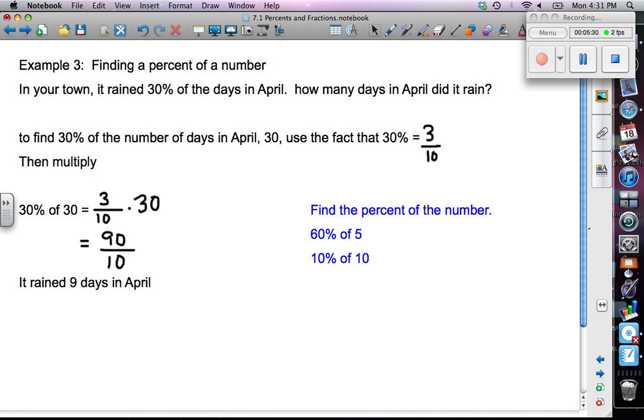So you can do a similar thing for finding the percent of a number without the word problem. So what's 60% of 5? So first write the percent as a fraction, and then multiply it by this number. What is 10% of 10? So try these two and bring them with you to class tomorrow, and we'll go over them. That's all for lesson 7.1.